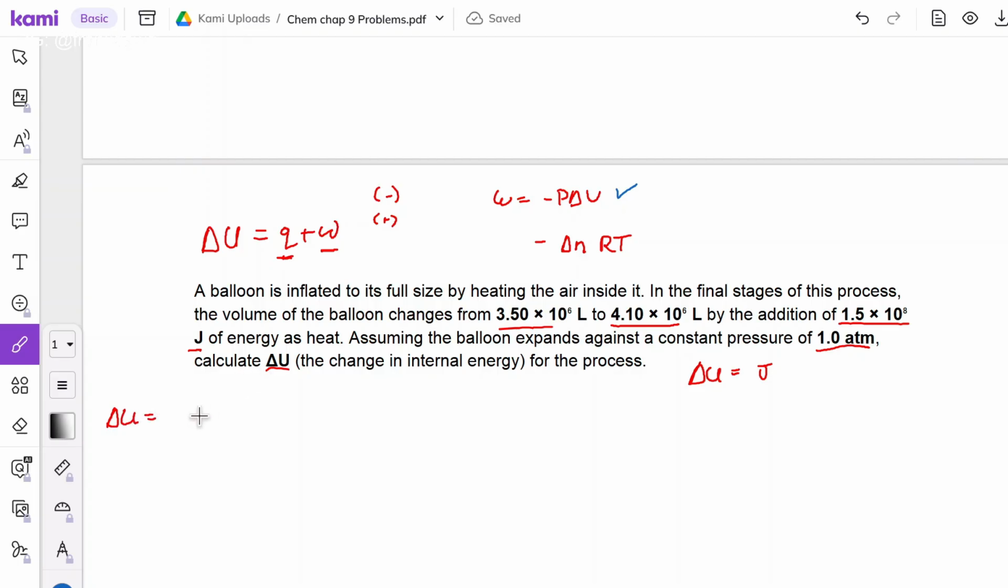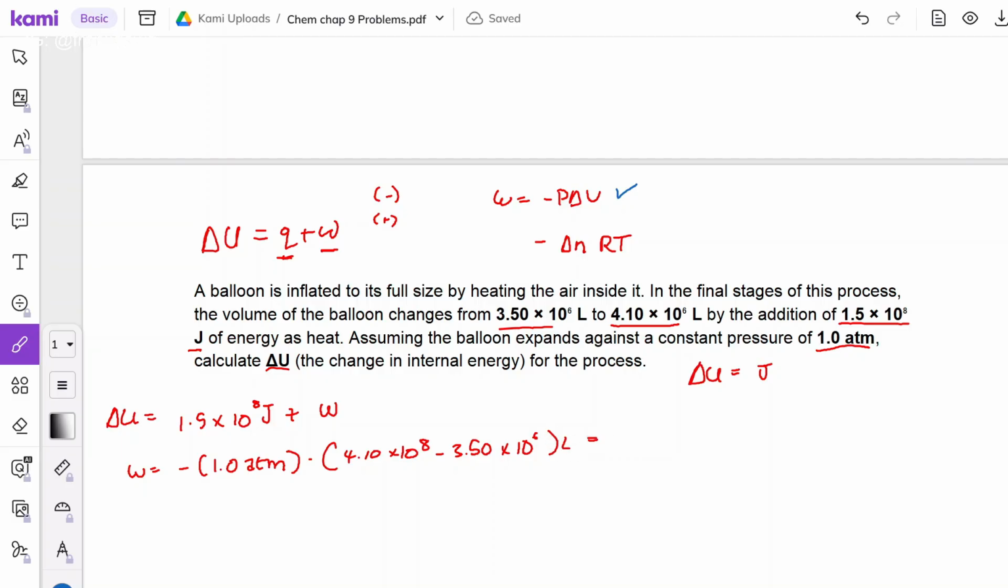So right here, we know the Q. We don't have to solve anything about that. It's 1.5 times 10 to the 8 joules plus the one we have to find, which is the work. And to find the work, we substitute into the equation: we have negative, the pressure is 1 atm, so remember the units, they're important, especially in this one. It's 1 atm times the change in volume, which is the final minus the initial: 4.1 times 10 to the 8 minus 3.5 times 10 to the 6, and they're all in liters.